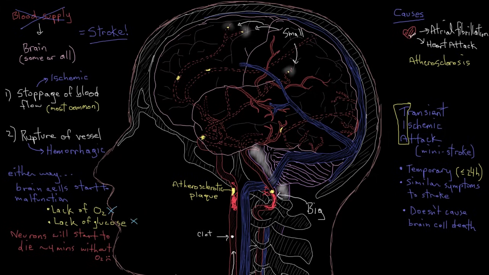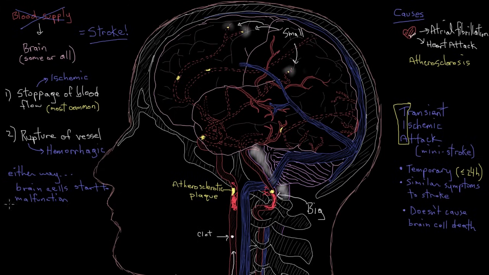So let me just quickly show you what this would look like. So in a proper stroke, let's say this vessel gets blocked. Without treatment, this tissue will die off. But in a TIA, you'd get a little clot, this area would start to become injured, and then the clot would sort of spontaneously break up and go away. And then all of a sudden, this brain tissue would start to go back to normal again. And so in the vast majority of situations, you won't be left with any permanent brain cell death.